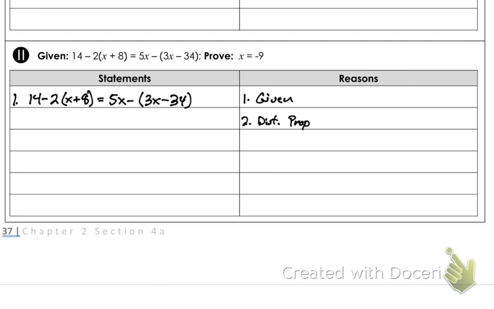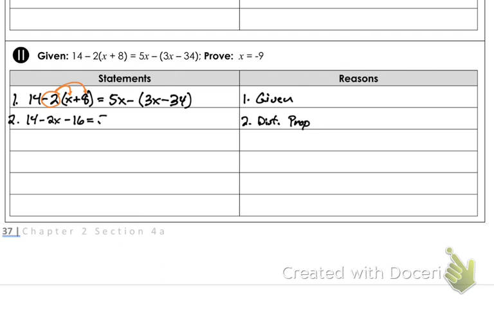This is probably the hardest one to do, distributive property, because of one small fact. First of all, the 14 is not being distributed. That just hangs out front. It's the -2 that's being distributed. I'm going to circle the entire -2 and make sure it gets distributed to both those things. -2 times x is a -2x. -2 times 8 is a -16.